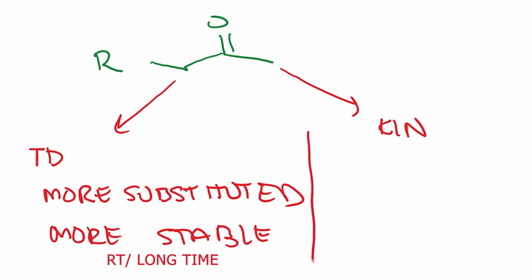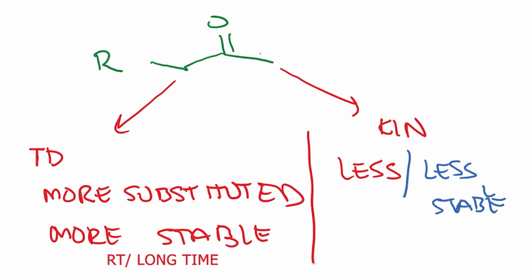Whereas the kinetic enolate is basically the less substituted enolate that is formed. It is also less stable. So if this enolate is produced, it's less substituted and therefore it is normally less stable, and we use short reaction times and low temperatures to produce this kind of enolate. Okay, so we will solve some problems which are related to this, and I hope this will become much clearer as we move forward.